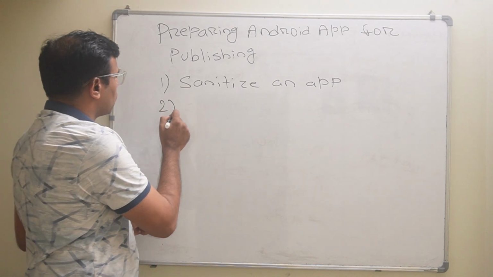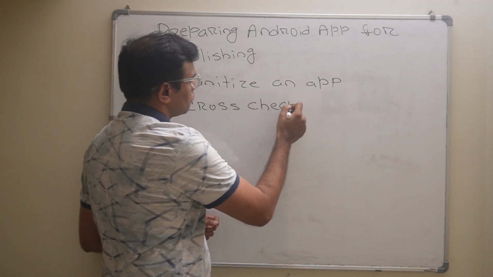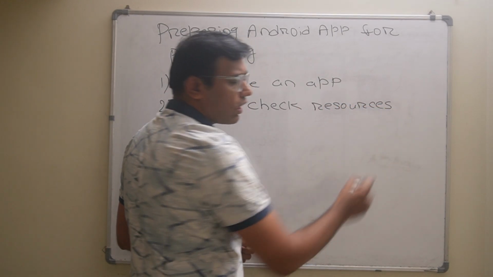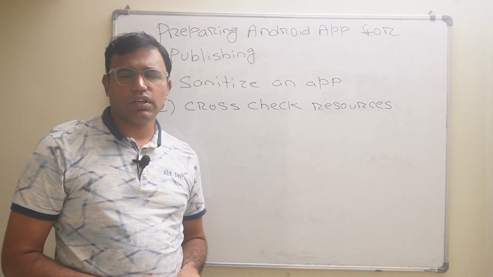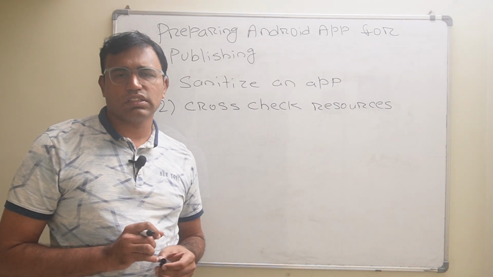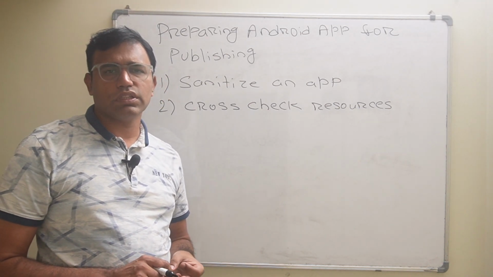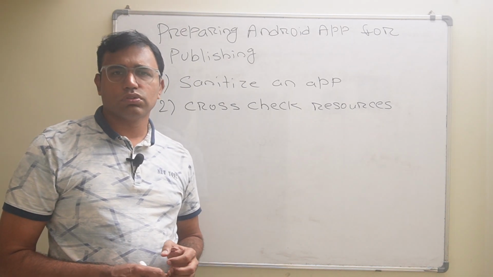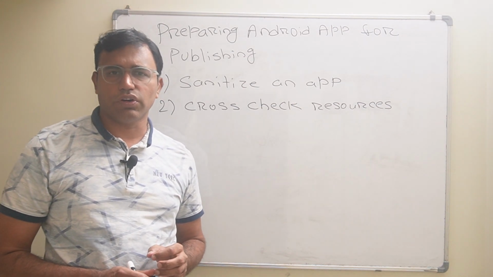Then next is cross check app resources. Now what is cross check app resources? Again, an Android file is nothing but .apk, and .apk is created through an Android project. So an Android project has a certain structure, that is, Java files should be in the src folder, string files should be in the values folder, images should be in the drawable folder. So that hierarchy or that convention should be followed whenever you create an Android app.